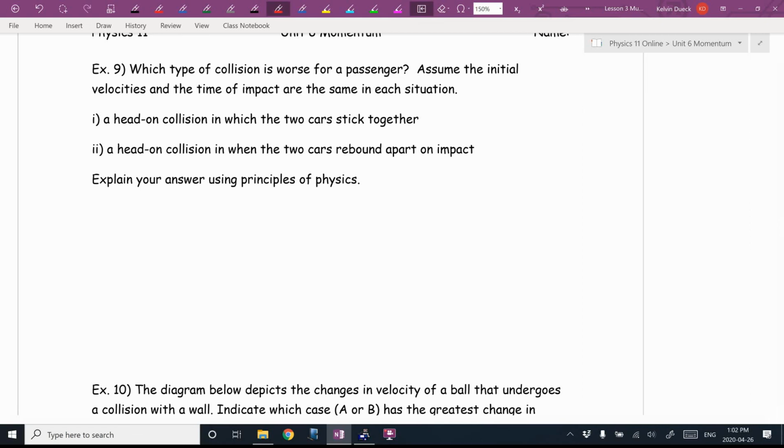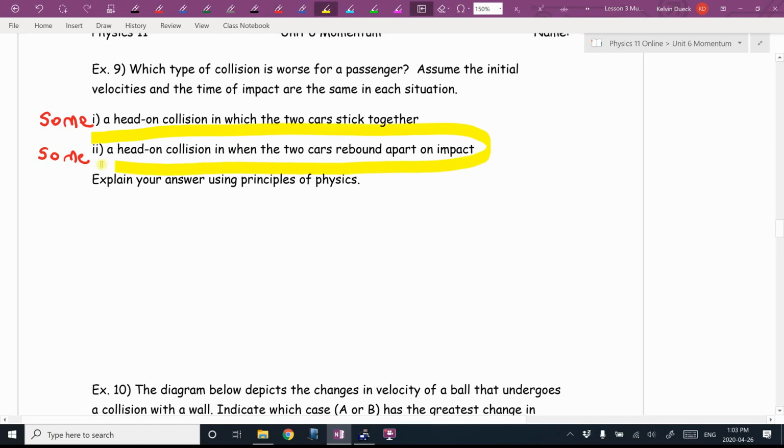Okay. So some of you voted for that one. Who says, oh, Mr. Dueck, a head-on collision where they bounce apart, where the cars rebound apart? Ooh, okay. Oh, some of you have your hands way up. What's the correct answer? Well, those of you that picked answer 2 are correct.